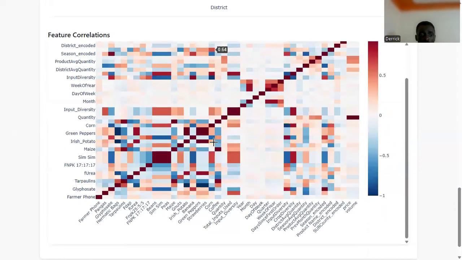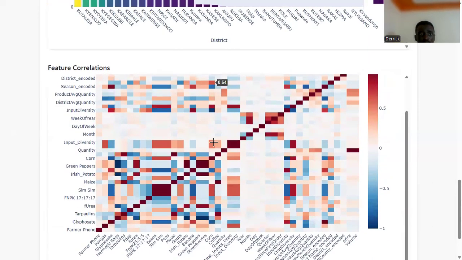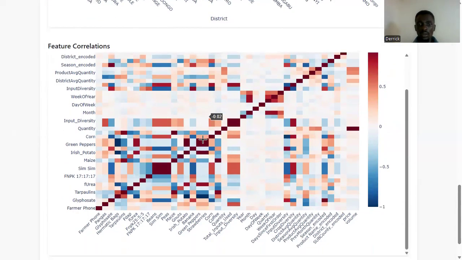As you can see, this is how the different features correlate with each other, how they collaborate with each other. So this was our heat map, and as you can see, we have the same features on both axes, but we want to know how, let's say, corn correlates with the phone number.